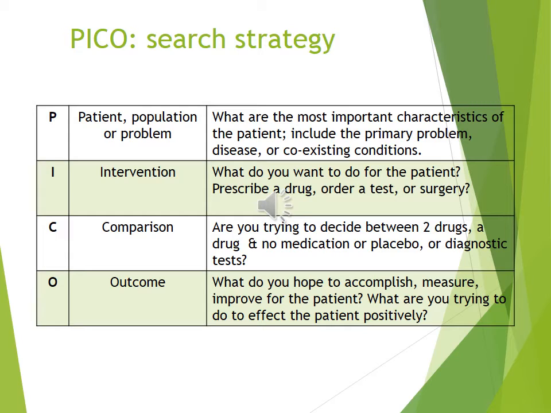Here they've got, you're going to decide between a drug and no medication, or a placebo, or compare diagnostic tests, or doing a group. You could be comparing a control to an experimental group. And then your outcome is, what do you want to accomplish? How do you measure it? What are you trying to do to affect the patient positively? And sometimes they'll have the T, which is in what time frame are you going to be doing it?